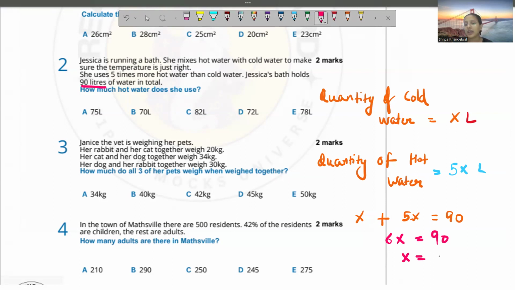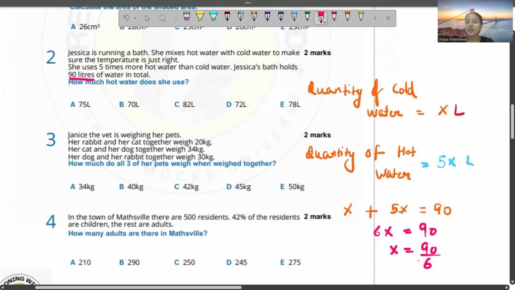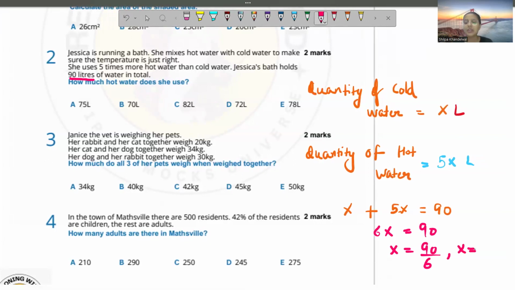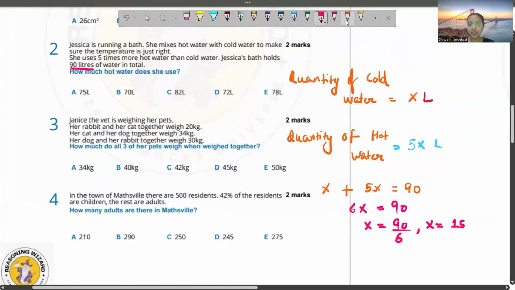Now all you have to do is divide, x equals 90 by 6. When you divide 90 and 6, what you will get, let me do it over here. So x will be equal to 15. Okay, our work is not completed yet.